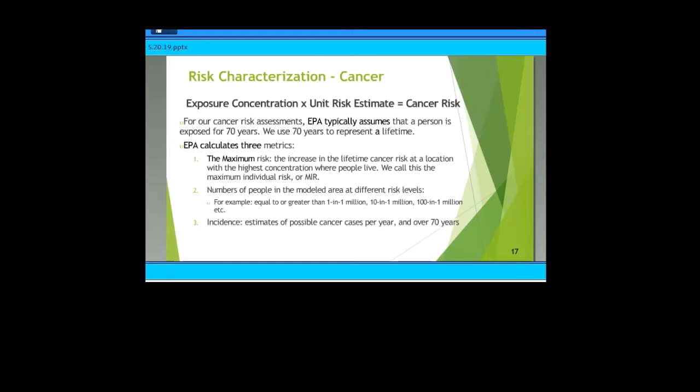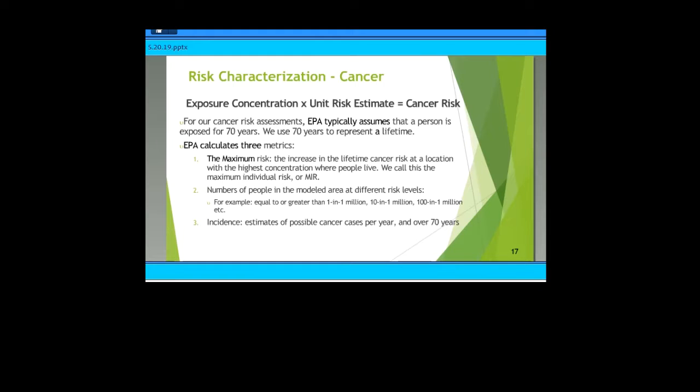So that's the first thing we do. Now, we also sometimes call this a maximum individual risk, but I want to be really clear that this isn't a real live individual. There's not one person out there that is the maximum exposed individual. It doesn't represent an actual person, but it represents the highest concentration where somebody could live or is likely to live.